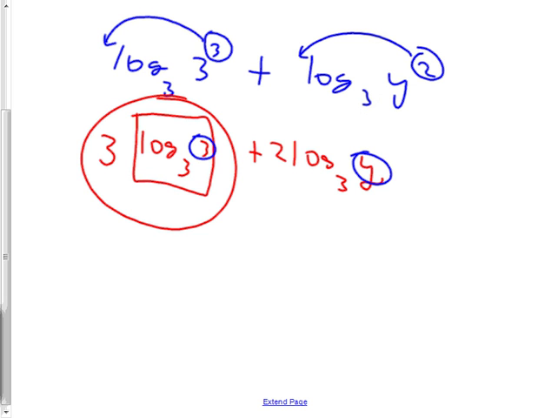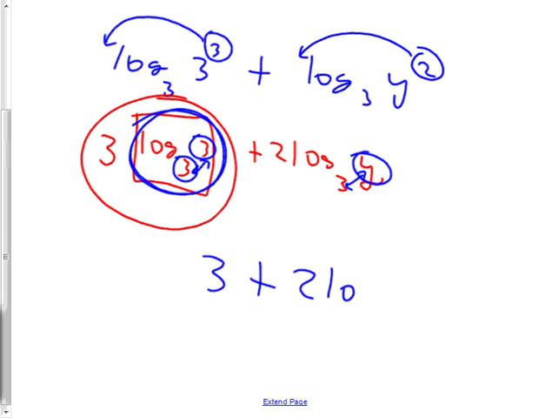I can't break the 3 up any further. And the last thing you have to check is, can these guys relate to each other, and can I therefore simplify this part? And I can't there. And the base here and this y, no, they're not the same. So then this one, they are the same, and I will make it a 1, and therefore 3 times 1 is 3, plus 2 log base 3 of y.